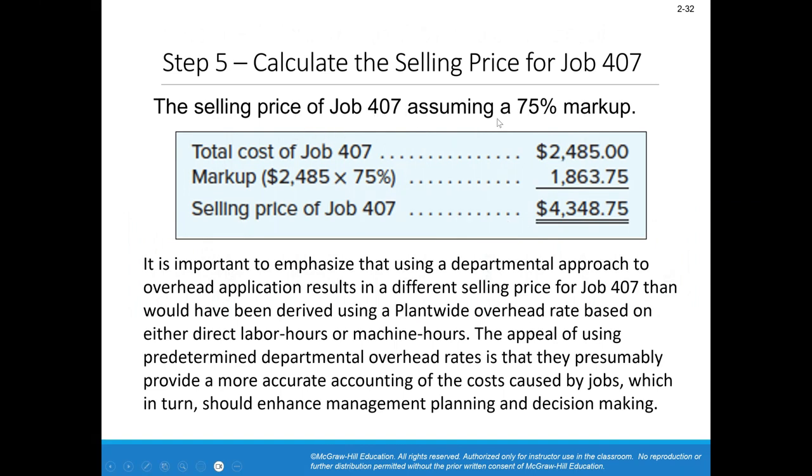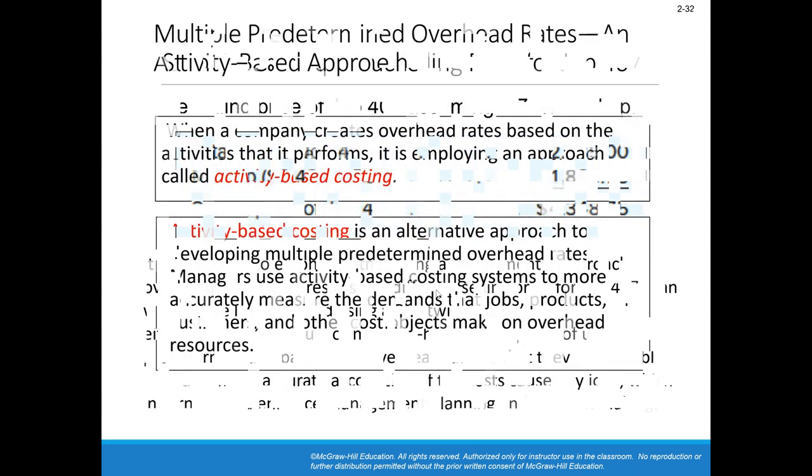So if we're going to mark the job up 75% of our cost, then what we're going to sell this job for is $4,348.75. So this 1863.75 really represents our profit. And so this would represent a different selling price because if we used one plant-wide rate, this figure might be off, and so that's going to make our sales price incorrect.